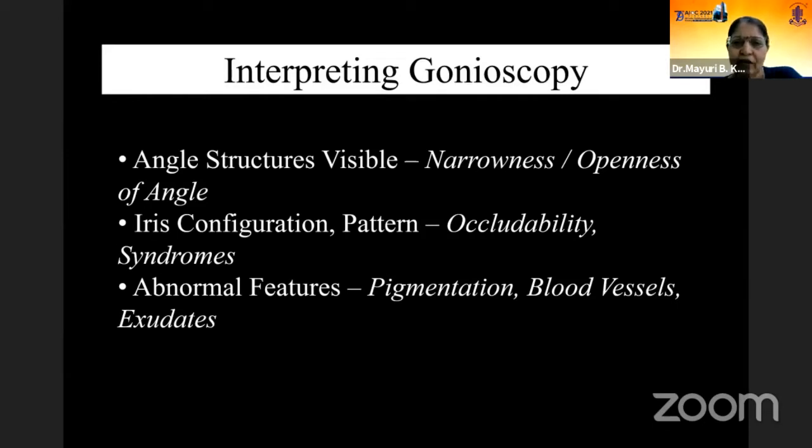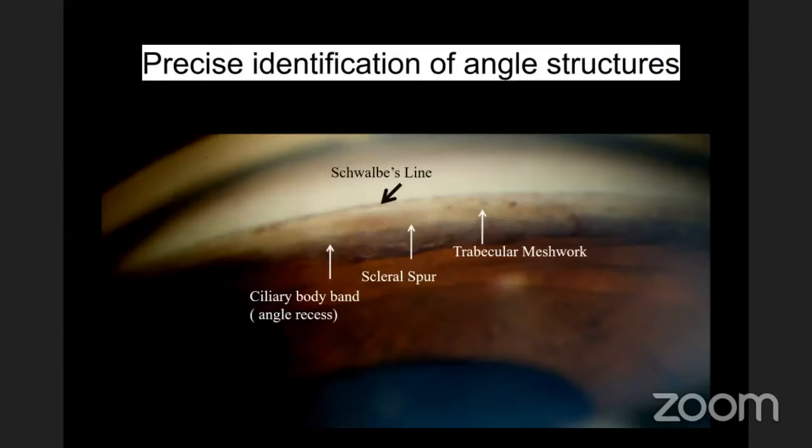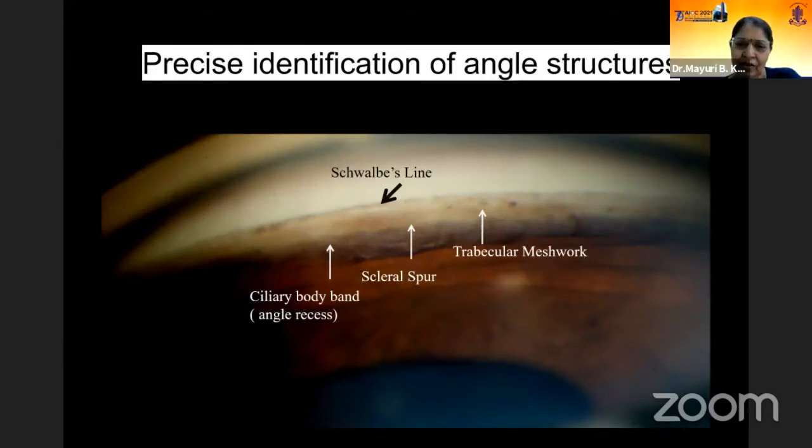First, look at the angle structures which are visible, which decides the narrowness and openness of the angle. Look at the iris configuration, particularly the peripheral part, and the pattern, which decides the occludability as well as syndromes and abnormal features like pigments, blood vessels, and exudates in the angle. Precise identification of the angle structure is shown in this slide.